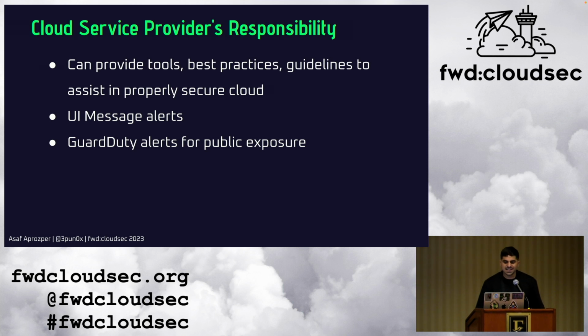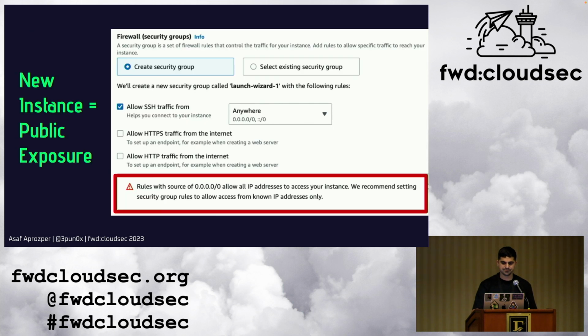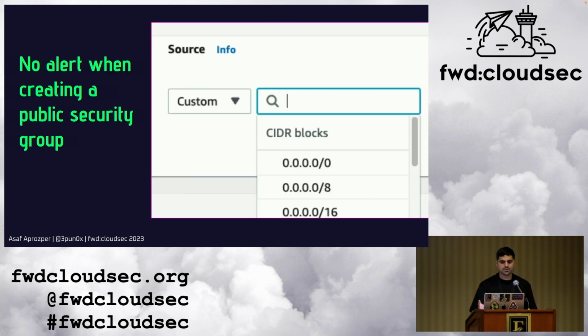In fact, they can easily help avoid this type of misconfiguration by including an alert in the user interface or even a detection in GuardDuty when a user is creating a security group with a Lookalike IP range. For example, when launching a new instance, AWS provides a message in the network settings tab, alerting about public exposure. But I'm not sure why that alert is missing when you're creating a security group with public exposure. Moreover, it's suggesting you choose the public exposure.